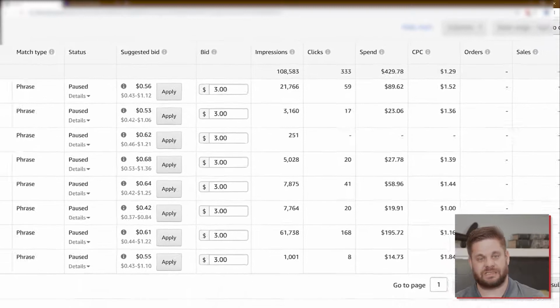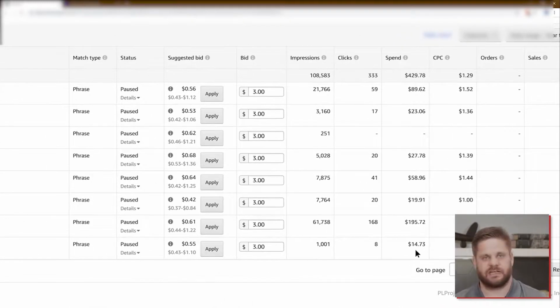Impressions is essentially, it's not an exact science, how many times our ads popped up. And the ads pop up for a number of reasons, the main one being that Amazon decided to show our ad based on relevancy. We're going to talk about relevancy in just a second. Relevancy can be determined when you set up your ad based on the type of ad, whether it's phrase, broad, or exact. We'll talk a lot more about that in our launch episodes and our optimization episodes.